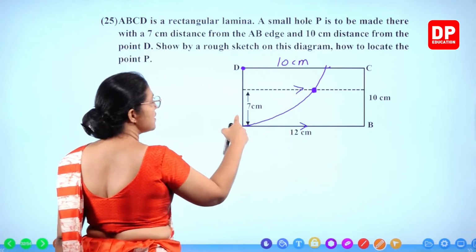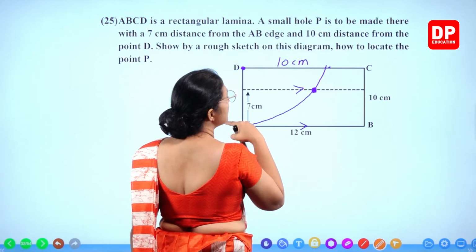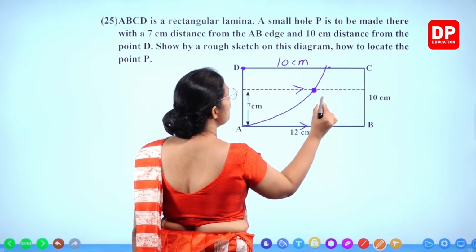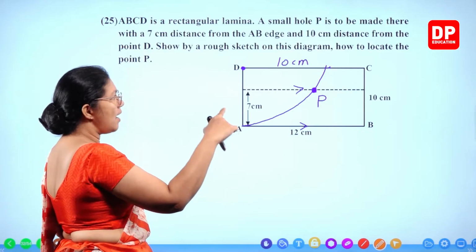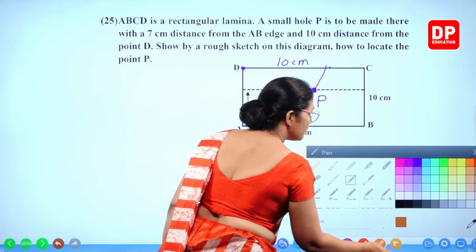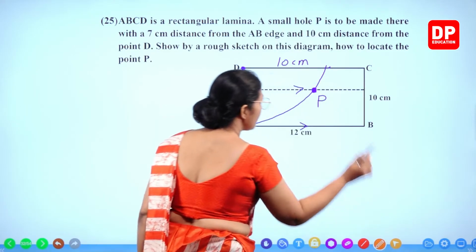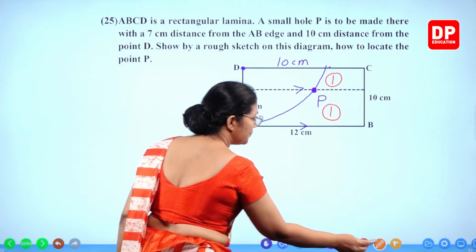Now where is the hole? It is at the intersecting point of this arc and the dotted line here. So this is P. You have to mark the P point there. Draw the arc. You get 1 mark for that and 1 mark for marking the P value.